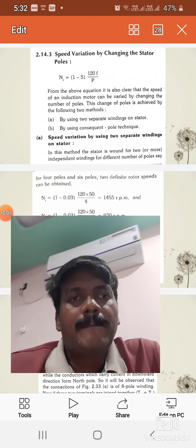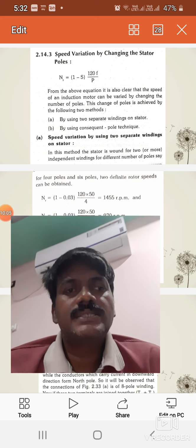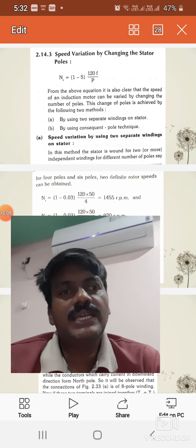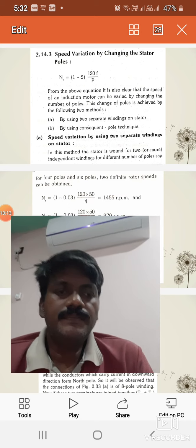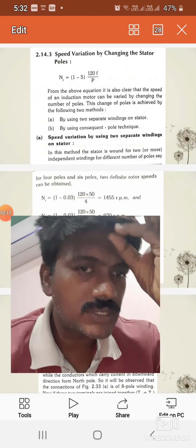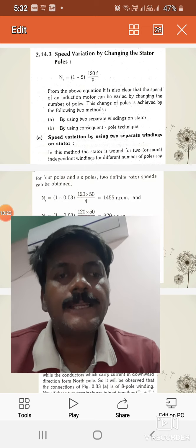One is by two separate windings on stator, and second one is by changing consequent pole technique method. Consequent pole technique method. Clear?